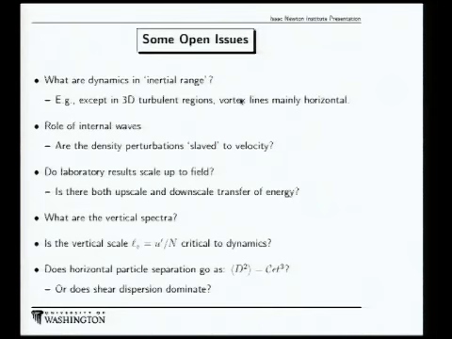The first one is just what are the dynamics? If this range exists, there was a lot of discussion a couple weeks ago about the dynamics that occur in the 3D turbulent inertial range in terms of vortex stretching and all kinds of other things. In this case, except in the very 3D turbulent regions, the vortex lines are mainly horizontal, and so the vortex dynamics are going to be very different.